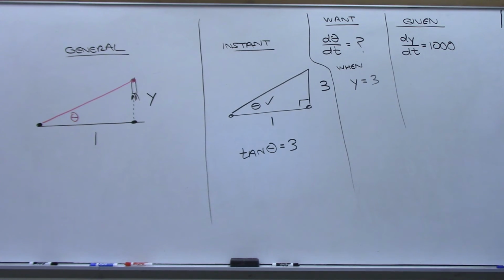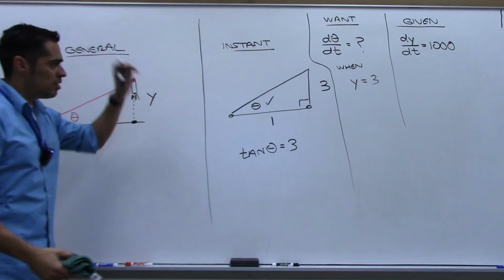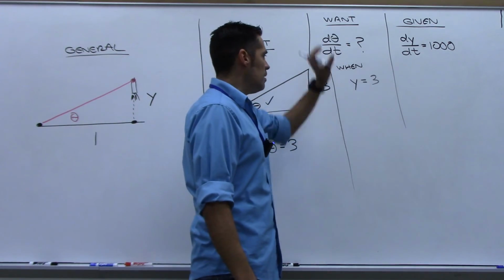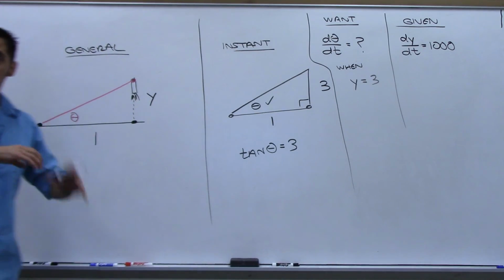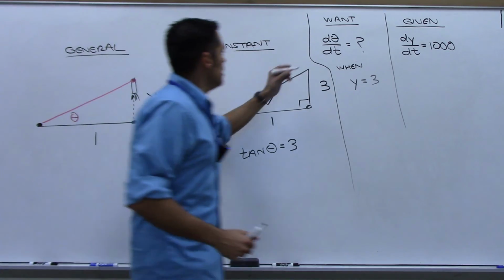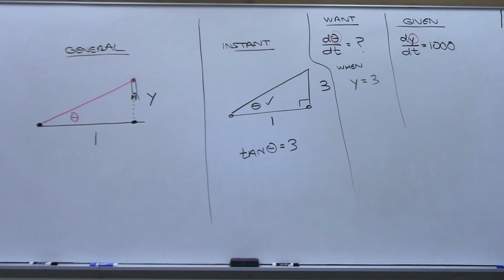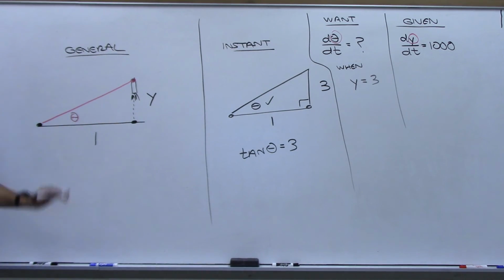So that's pretty much the setup. You draw a picture of everything moving. You draw a picture at that snapshot, that instant in time. You try and figure out what it is you're looking for, when you wanted it. You're trying to figure out also what you were given. Once you have those, you have to try and connect this variable to this variable with an equation. Any equation you can come up with, looking off of this picture. What is an equation that relates these two together? Theta and y.